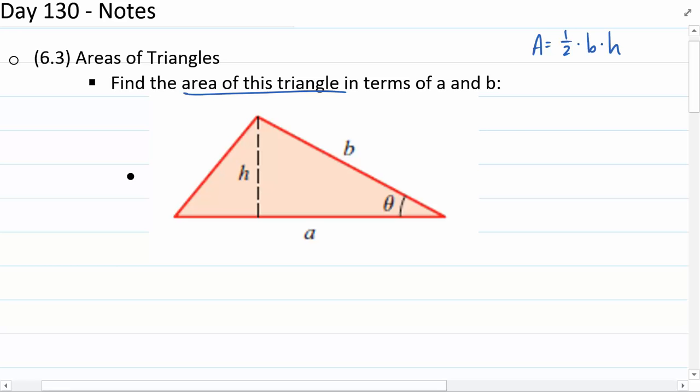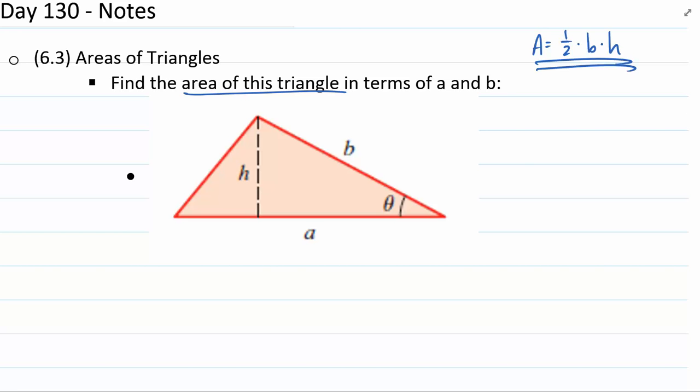Now, if this triangle was oriented sideways, we could potentially have the base drawn along the side over here, and as long as I draw a perpendicular line to the peak of the triangle, then that too could represent the height. And no matter how the triangle is oriented, this formula will always hold true.